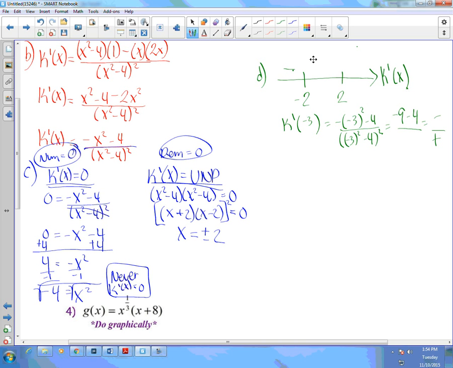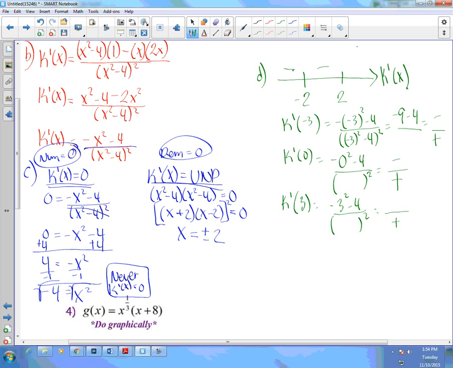Now we need something between negative 2 and positive 2. We just want to put in 0. So negative 0 squared minus 4, over something all squared. The denominator is automatically positive because we're squaring it. The numerator is negative, so this interval is also negative. And then one more, how about positive 3? Negative 3 squared minus 4 over something squared.